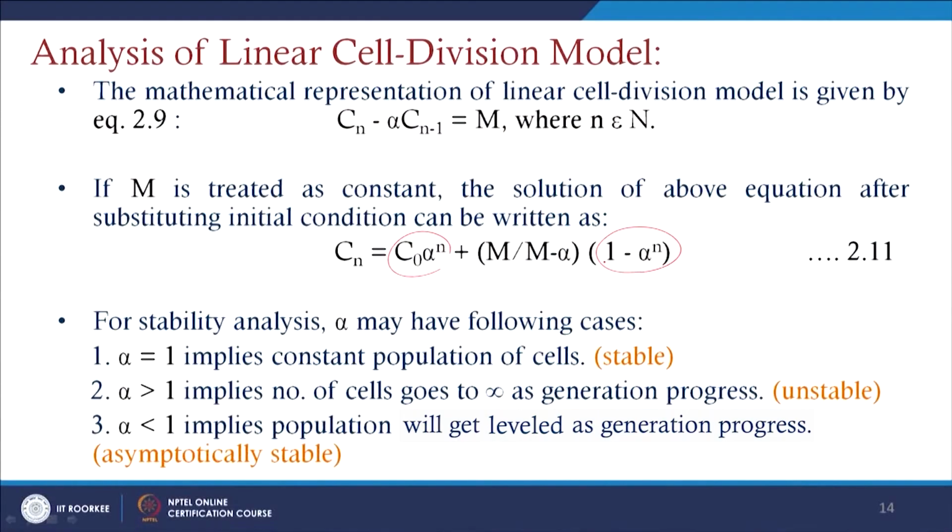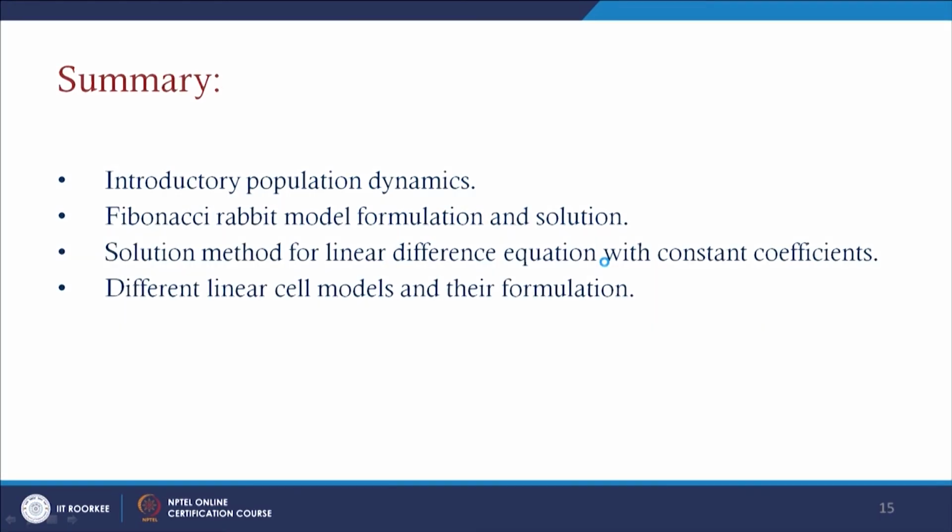And the next step is the stability analysis. For stability analysis, alpha has the possibilities like alpha equals to 1. If we consider alpha equals to 1, this implies a constant population of cells, then we will have a stable condition. If we consider alpha greater than 1, then the number of cells goes to infinity as generations progress, then we will have an unstable condition. If alpha is less than 1, then the population will go extinct as generations progress, and we will have an asymptotically stable condition. So, now we will conclude this section.